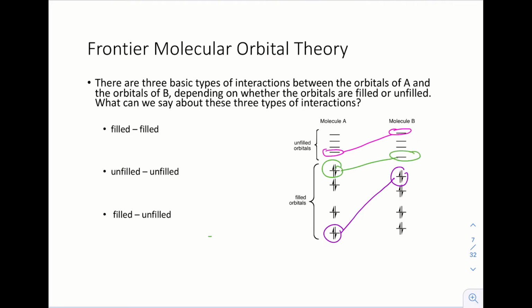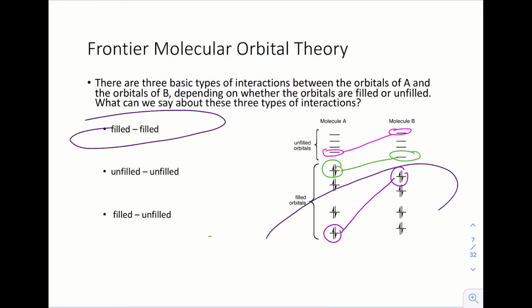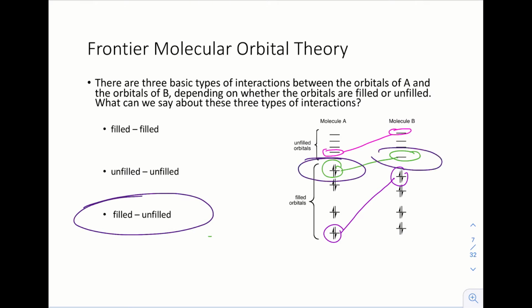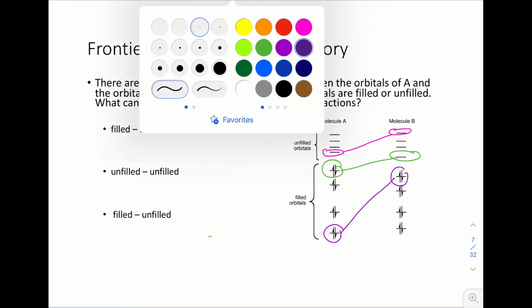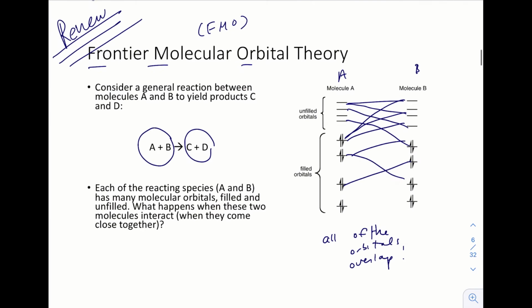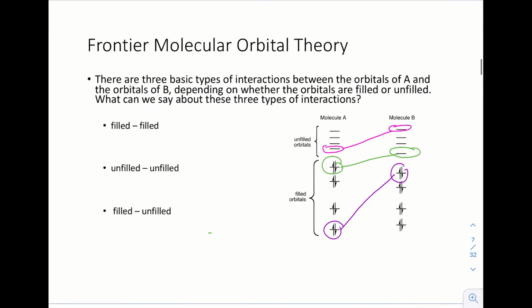Okay, those are the 3 types of orbital interactions. There could be filled-filled, like this, unfilled-unfilled, or filled-unfilled. And remember, all of the orbitals are overlapping. We're just trying to figure out which of these interactions is actually useful, which one of these can we use to understand what is going on in the chemical reaction.